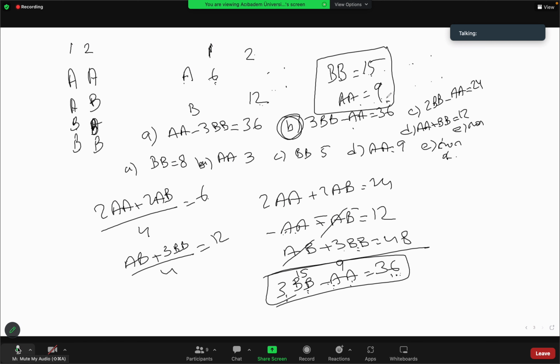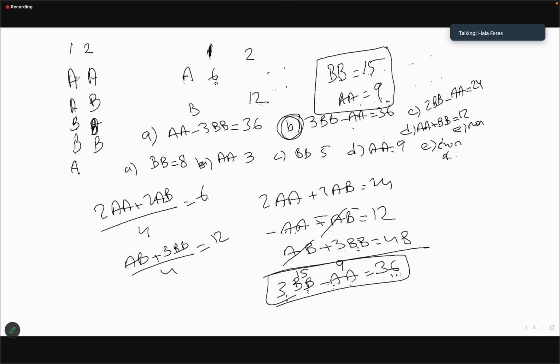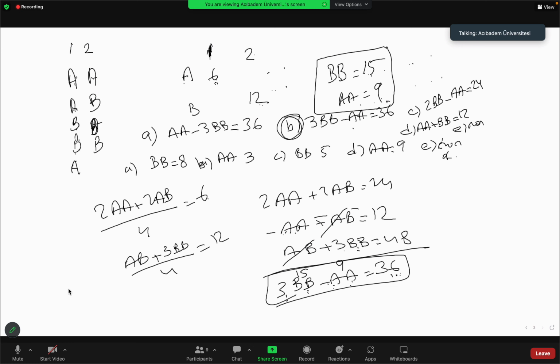Okay. Sir, how did you find the 24? 2AA plus 2AB is equal to 24. A at position 1 is 6. Yes. So how do you calculate A at position 1? We have 2 AAs and then AA plus 2AB over 4, since I'm aligning 4 sequences, should be equal to 6. How do you find this score?